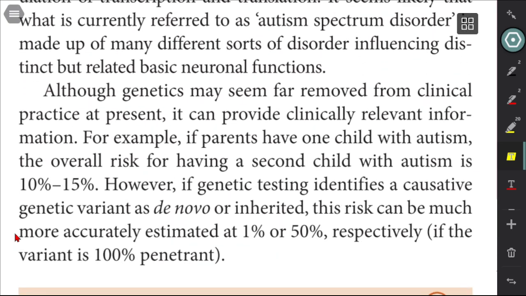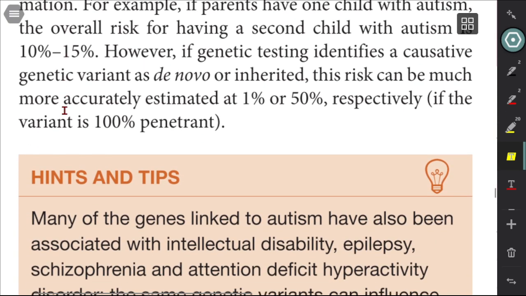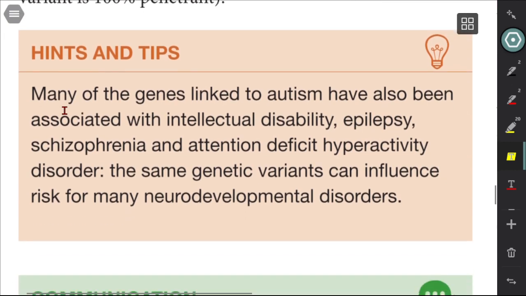Although genetics may seem far removed from clinical practice at present, it can provide clinically relevant information. For example, if parents have one child with autism, the overall risk for having a second child with autism is 10 to 15%. However, if genetic testing identifies a causative genetic variant as de novo or inherited, the risk can be much more accurately estimated at 1% or 50% respectively, if the variant is 100% penetrant. Okay. So it's according to the genetic factors that are related to the specific case.